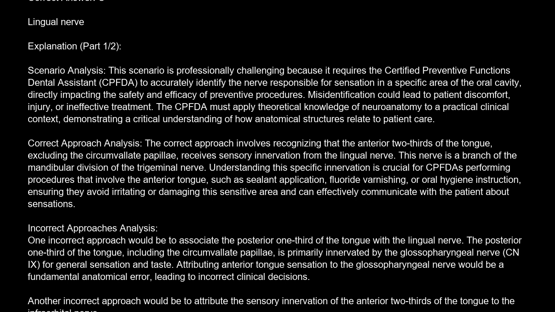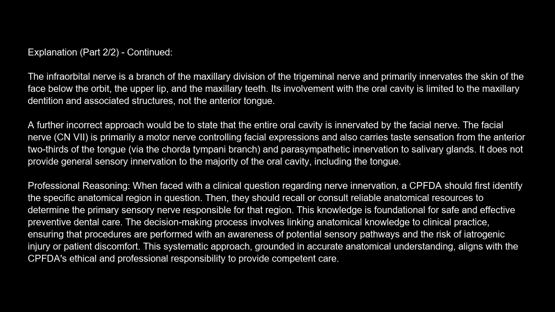Another incorrect approach would be to attribute the sensory innervation of the anterior two-thirds of the tongue to the infraorbital nerve. The infraorbital nerve is a branch of the maxillary division of the trigeminal nerve and primarily innervates the skin of the face below the orbit, the upper lip, and the maxillary teeth. Its involvement with the oral cavity is limited to the maxillary dentition and associated structures, not the anterior tongue.